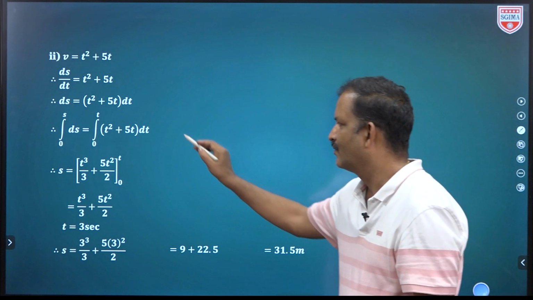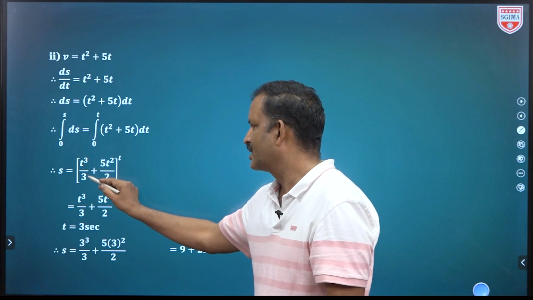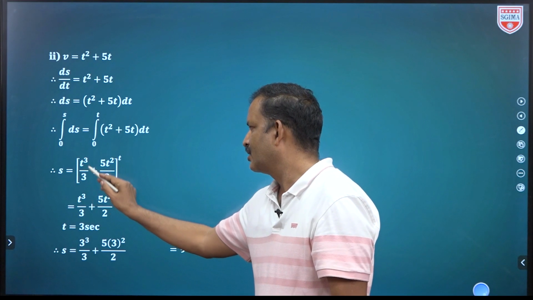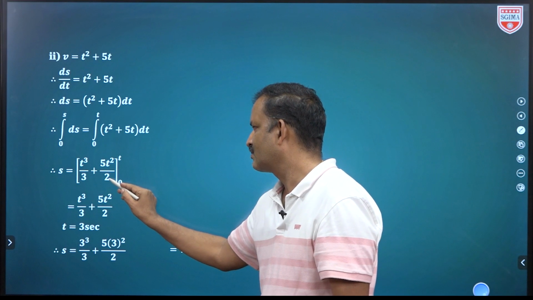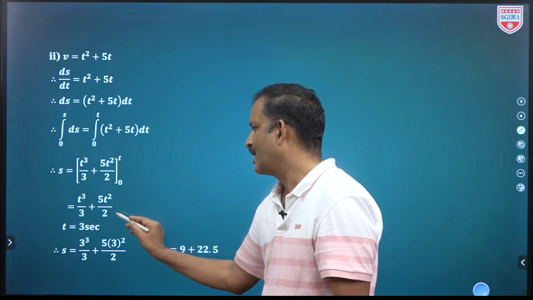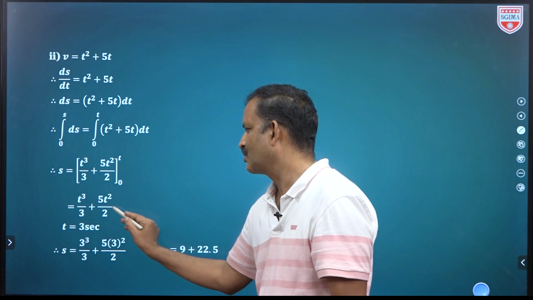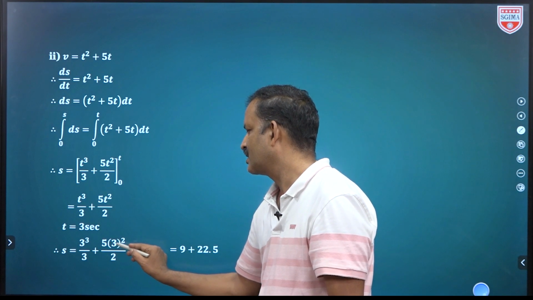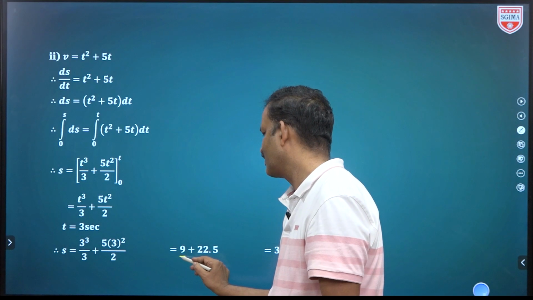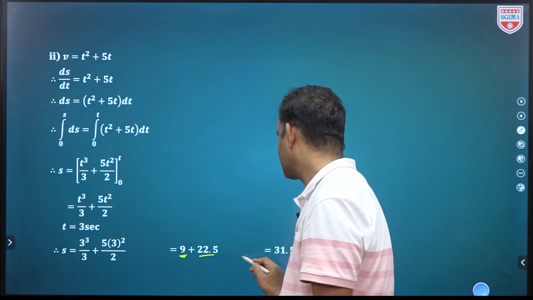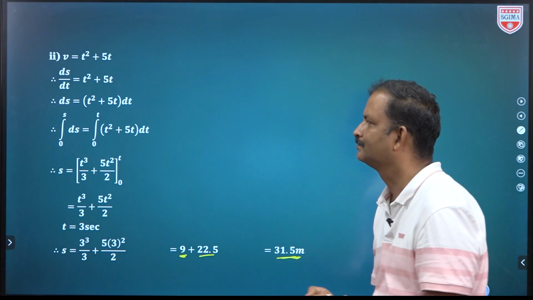So same thing we applied. Displacement from 0 to t is t cube by 3 plus 5t square by 2. Substitute t equal to 3. Then 3 cube by 3 plus 5 into 3 square by 2. You will get 9 plus 22.5. This is 31.5.